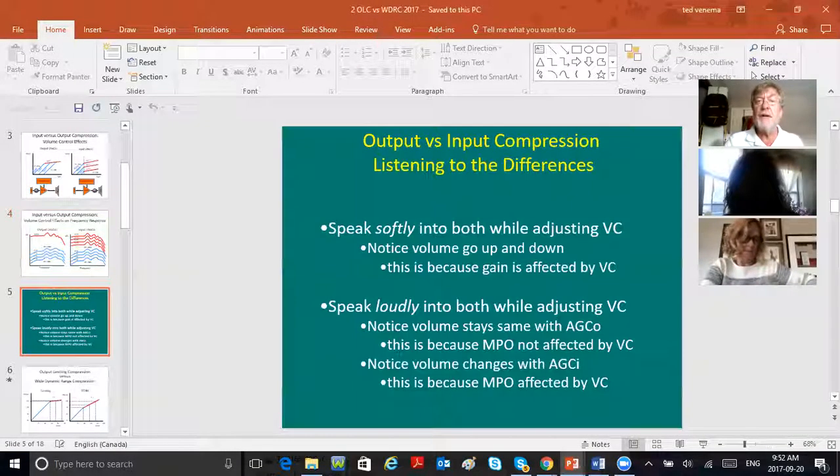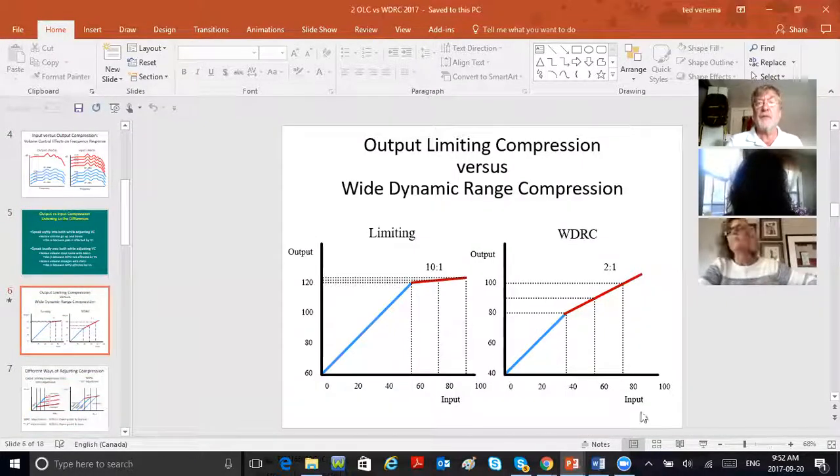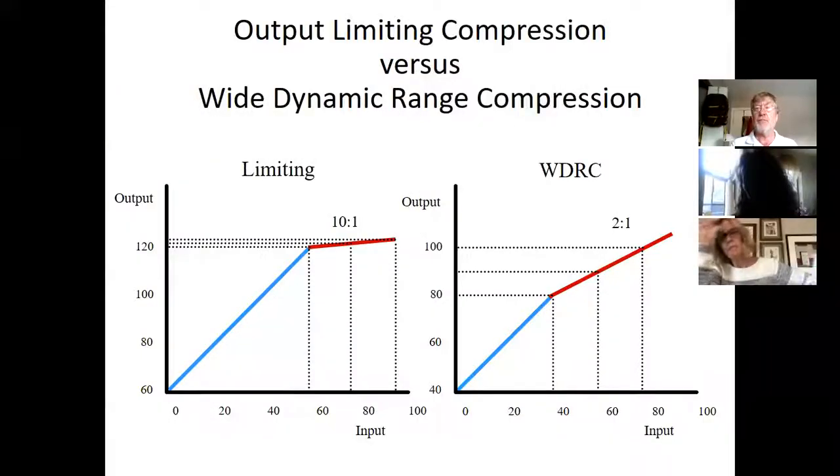Move on down. Output limiting compression is on the left. Have a peek here. Here's its input-output function. High knee point, high compression ratio. Usually OLC is done for high power hearing aids. It's a concern for people with severe hearing loss. You really want to make sure that you're protecting that listener because he's got high power hearing aids on.